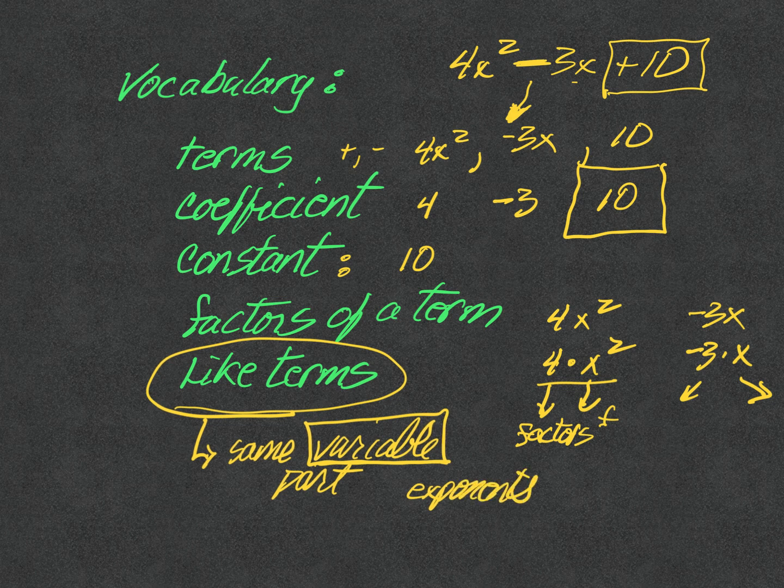Because in reality, this x squared variable part is x times x. So there are two x's being multiplied together, whereas over here in this one, this is an x. So these are not like terms, all right? So keep that in mind for later. All right, let's go to the next page.